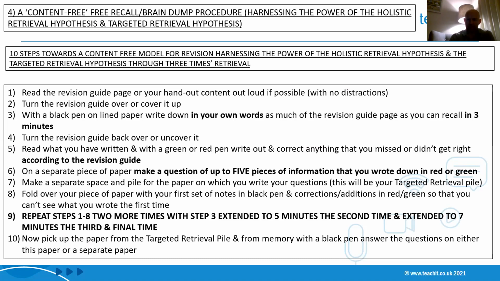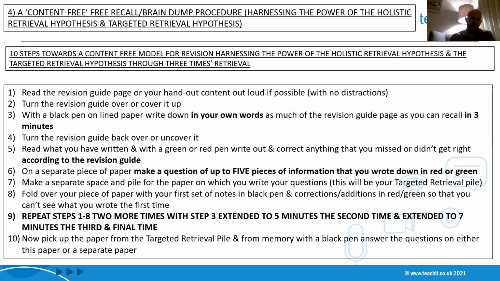And you'd put those into what's going to be called the targeted retrieval pile. So those would be short questions made from any of the content that was either put down incorrectly and you corrected it with your different coloured pen, you made a question of that, or just anything that you just hadn't recalled the first time round. You'd make the question of that as well, just a short question. And then make a separate space and pile for that.